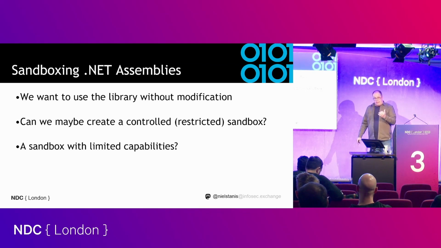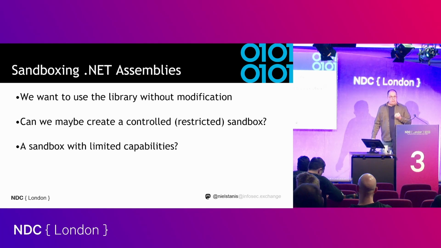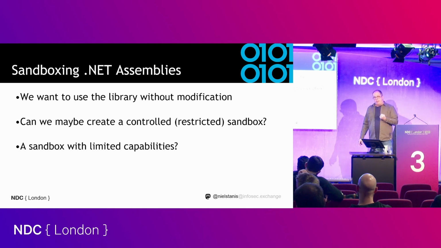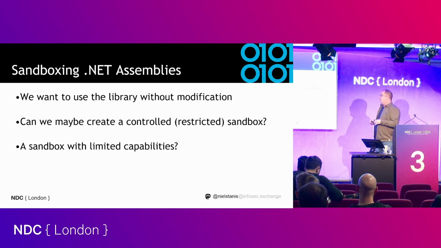Then we take that and create a controlled, restricted sandbox, a sandbox with limited capabilities, so one that has limited access rights. Keep in mind that if you pull in a library within a .NET console app, for example, the library itself always has the same access as the process has once it starts out, right? So it can read files, it can go everywhere. And that is probably something we want to have more control of.